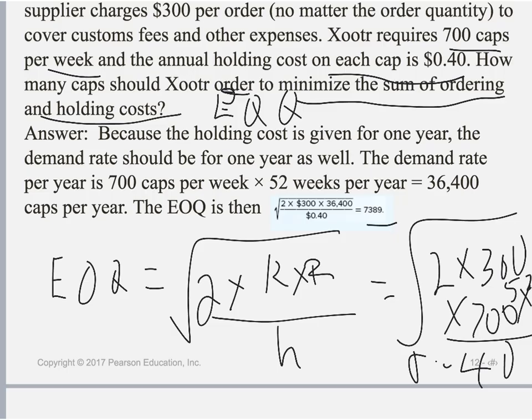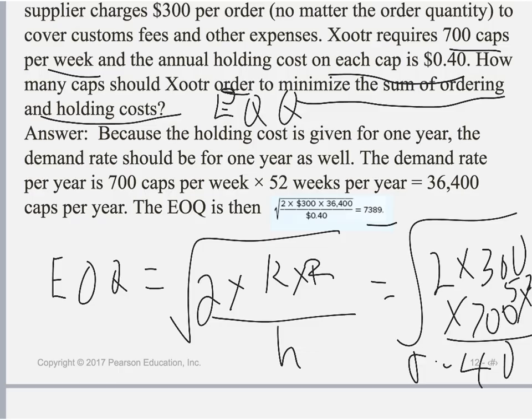So every time you order, they recommend that you buy 7,389 caps every time you place an order in order to minimize your ordering and holding costs. So let's go through it one more time. You have a supplier, right? And they charge you $300 every time you place an order from them. Your demand, meaning you sell 700 caps per week, and your holding cost per cap is 40 cents. The question says how many caps should you order each time in order to minimize your ordering and holding cost.